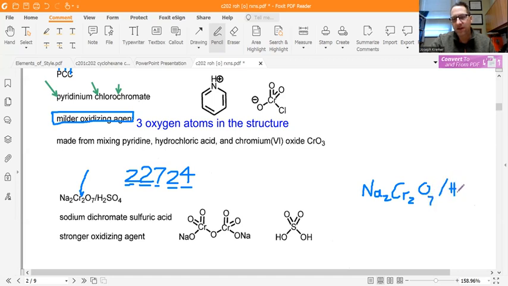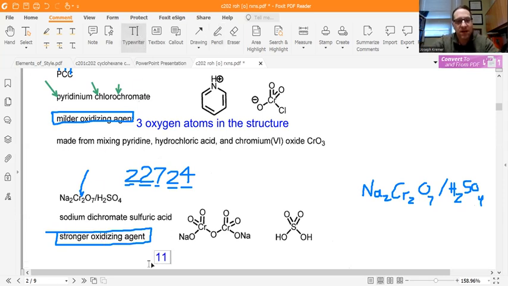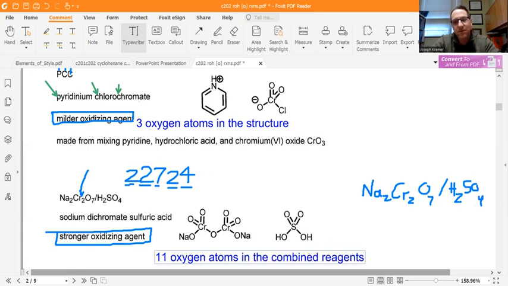And you can see that, as I have mentioned, this will add up to how many? 11, which is more than 3, 11 oxygen atoms. This is a more severe or stronger oxidizing reagent. There's different strengths of reagents, class. PCC is a weaker, milder reagent. Sodium dichromate sulfuric acid, Na2Cr2O7 H2SO4, is a more severe reagent, because, I will type here, it has 11 oxygen atoms in the combined structures, in the combined reagents.